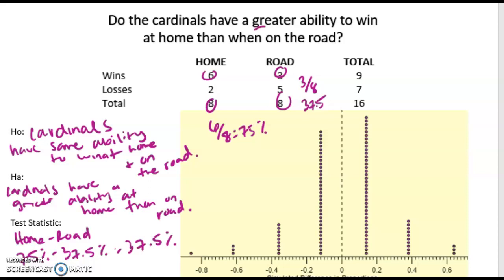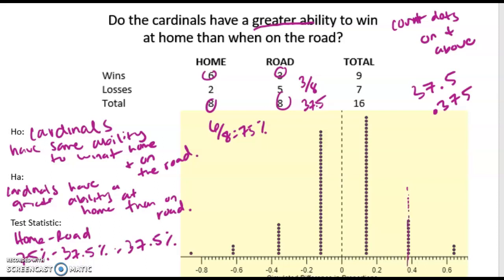Since we're doing a greater ability, we're going to count the dots on and above. So I find 37.5% on my dot plot. Sometimes your dot plot on the bottom is going to have proportions, sometimes percentages. It just depends. We can take 37.5% and make that a proportion by moving the decimal place twice, so it's 0.375. Usually if there are dots right here and it's hard to tell, these dots are usually on the test statistic. Your best guess is fine; nobody's going to count you wrong if you can't read a number line. Just kidding. Read a number line, right? So count the dots on or above.